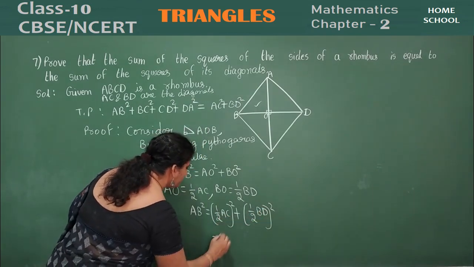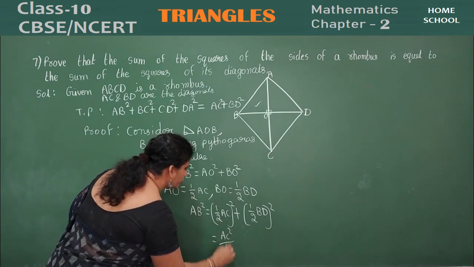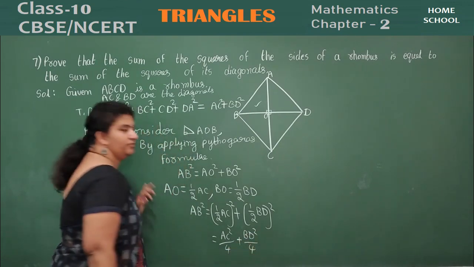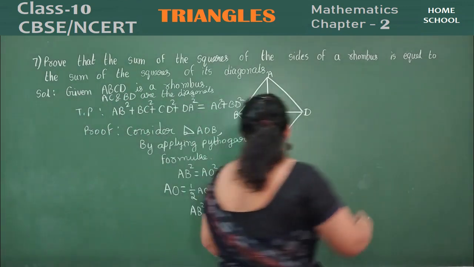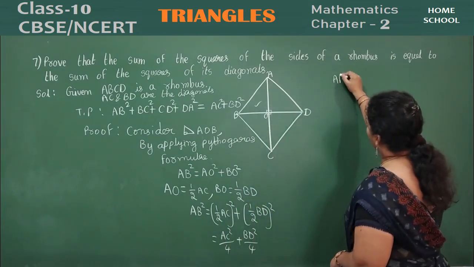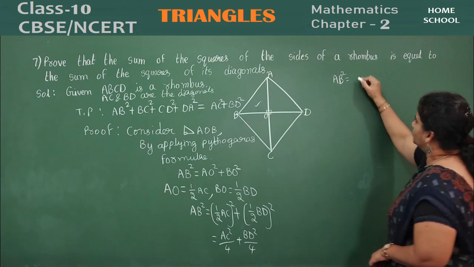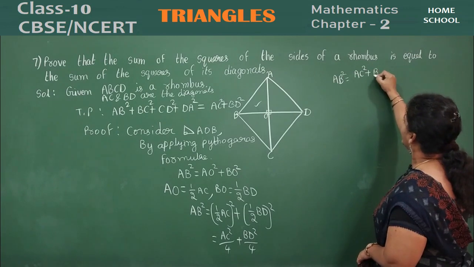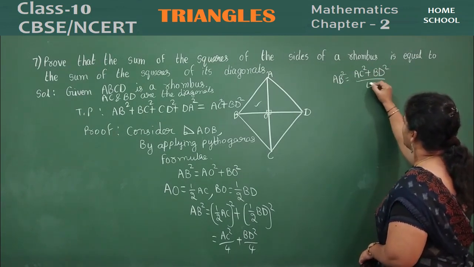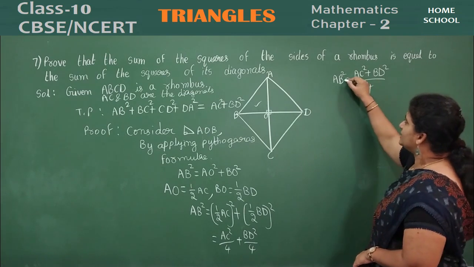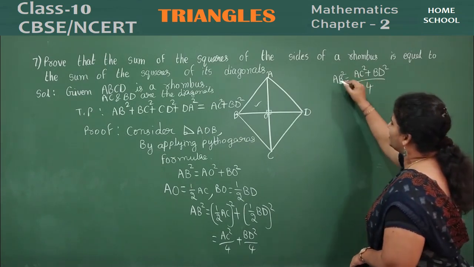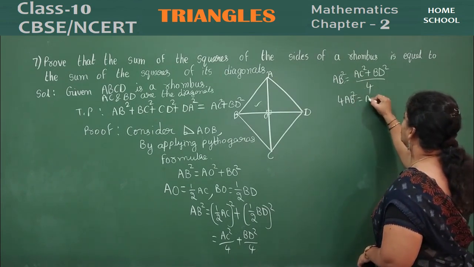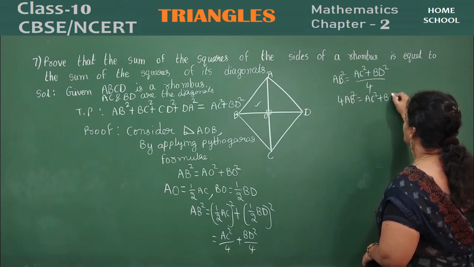That will be AC square by 4 plus BD square by 4. Okay, let's take the LCM here. AB square is equal to, having the same denominator, on a single line you can write AC square plus BD square by 4. Cross multiply this 4 to that side, it goes to the numerator. 4AB square is equal to AC square plus BD square.